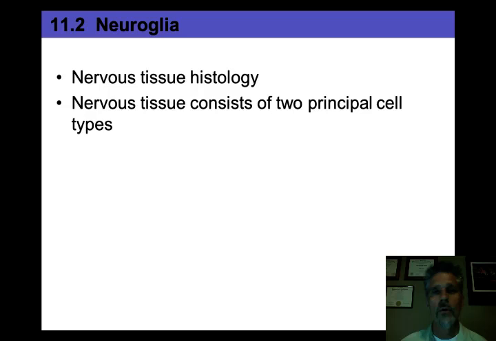Okay, so let's get down to the nervous cells that make up the nervous tissue. When we look at it, there are two different cell types there.